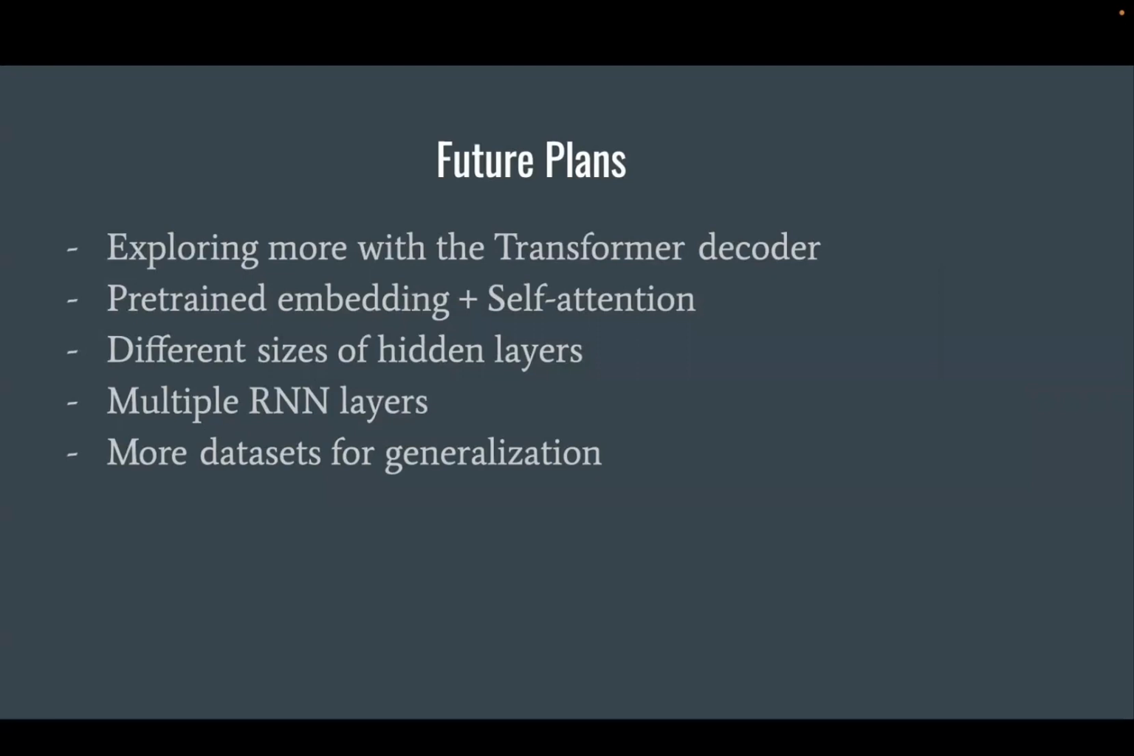So for the future plans, we plan to explore more with the transformer decoder, because we've noticed that it was able to learn very quickly and almost memorized the entire dataset in less than 15 epochs. We intend to experiment with having a pre-trained embedding in addition to one of our decoders, like the self-attention. We still haven't played around with different sizes of our hidden layers, and possibly more LSTM layers, for example. And we need more datasets also for generalization to different applications.